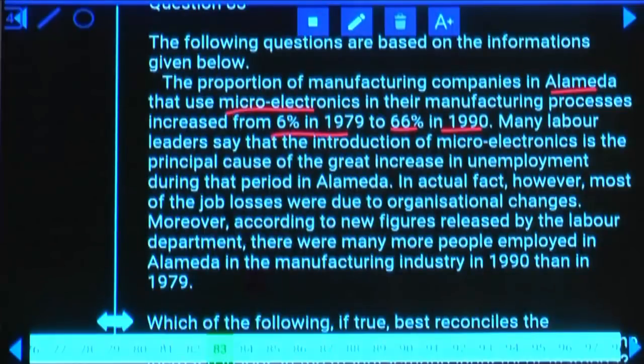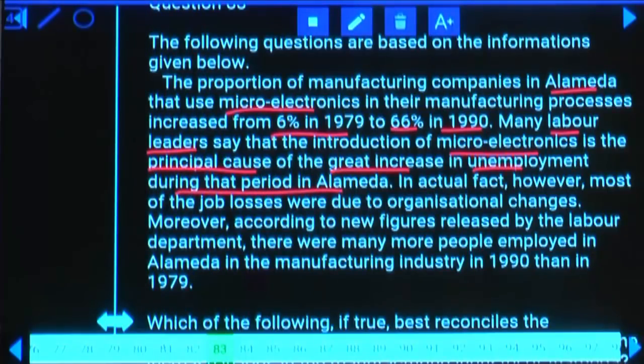Now in Almeda, this microelectronic usage used to be around some 6% only in 1979. Now that has been increased to 66% by 1990. That means in a short span of 11 years that has increased by 11 times, isn't it? 6% to 66%. And many labor leaders say that the introduction of microelectronics is the principal cause. Principal cause is nothing but the main cause. Is the principal cause of the great increase in unemployment during that period in Almeda, isn't it?